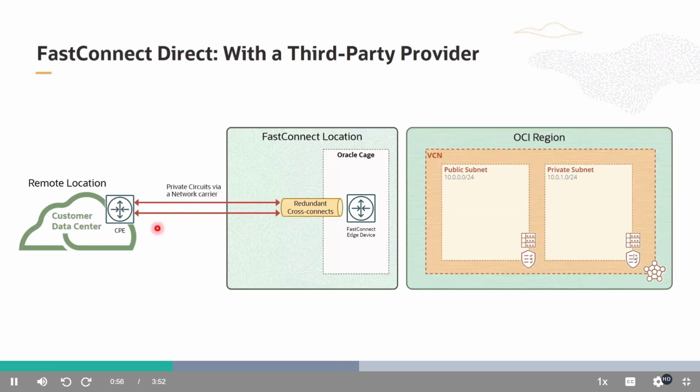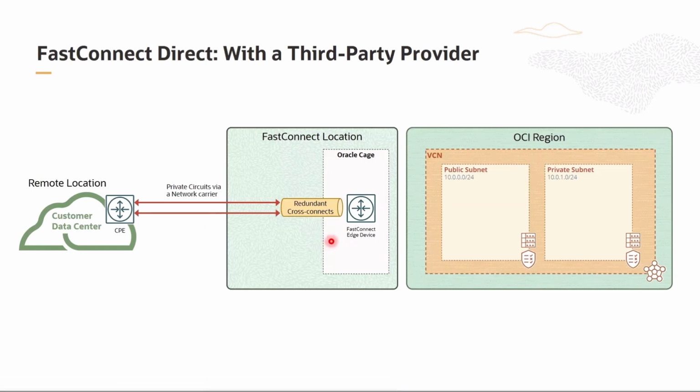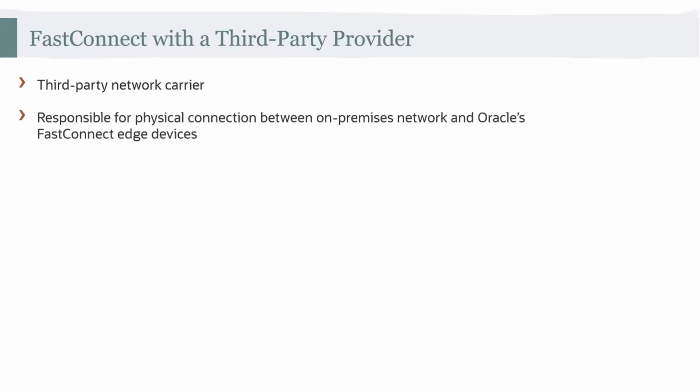So primarily there are two physical connections. The first connection is going to be from the on-premises or the customer data center to the provider. And the second connection is going to be the physical fiber connection or cross connect that the third-party provider will set up in the Fast Connect data center on your behalf. So when it comes to Fast Connect with a third-party provider, you need to work with a third-party network carrier, and the carrier is responsible for the physical connection between your on-prem network and the Fast Connect edge devices in the Fast Connect data center location.